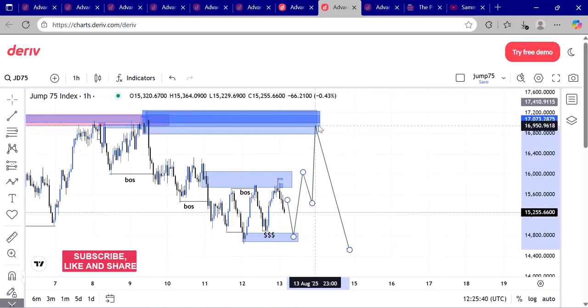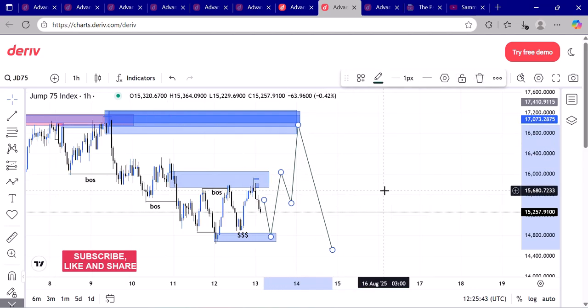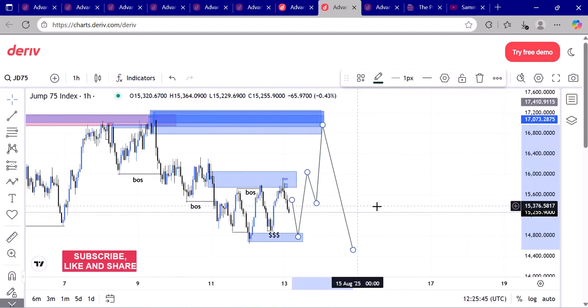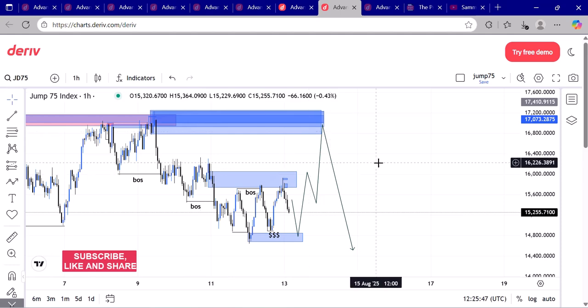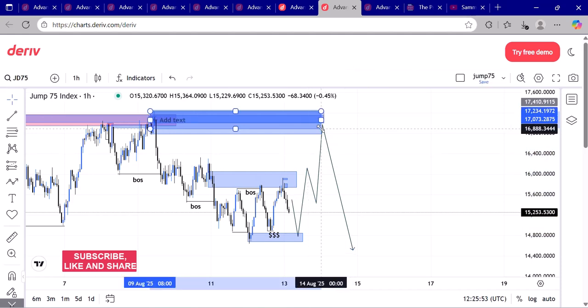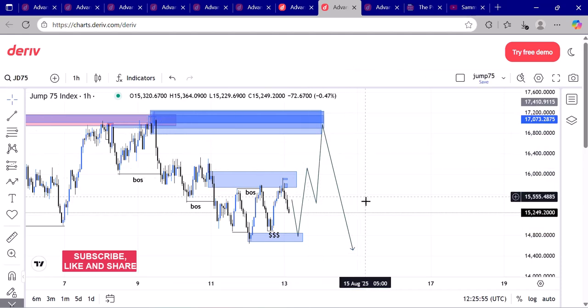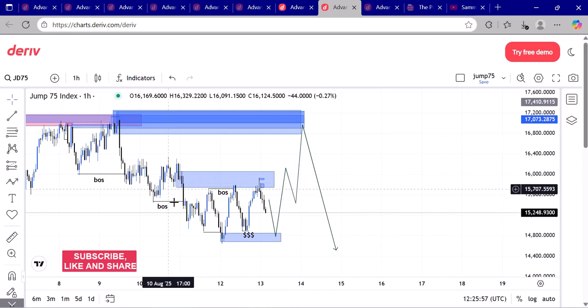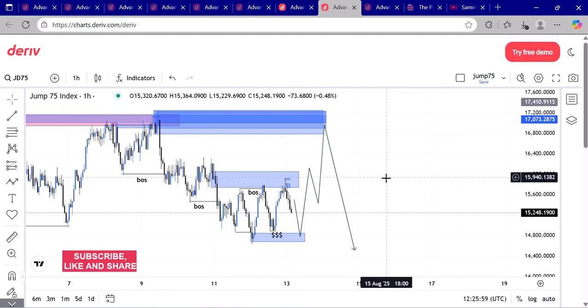So take your time, go through the chart, and then wait for this as well as Jump 75 indices on Deriv platform as synthetic indices. Watch out, so let's see how that plays out. So we are also going to do a recap of this trade to see how it plays out.